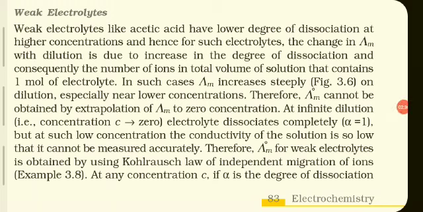Now for weak electrolytes, we have already seen the substances which do not get completely ionized are called weak electrolytes. So for weak electrolytes like acetic acid, which have lower degree of dissociation or breakup at higher concentration, the change in the molar conductivity, that is lambda m, with dilution is due to increase in the degree of dissociation, and consequently the number of ions in total volume of solution that contains 1 mole of electrolyte.